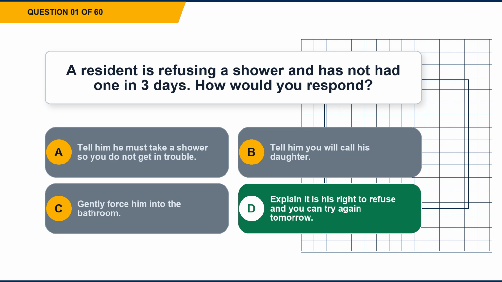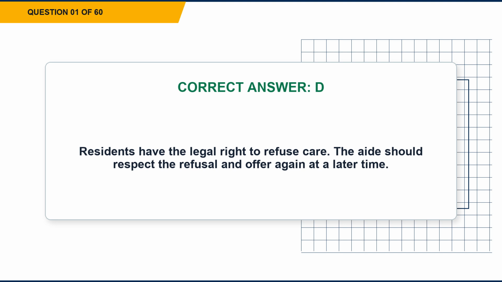The correct answer is option D. Explain it is his right to refuse and you can try again tomorrow. Explanation. Residents have the legal right to refuse care. The aide should respect the refusal and offer again at a later time.